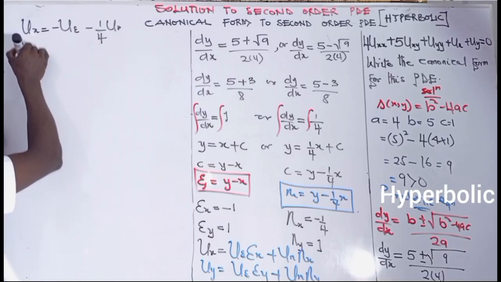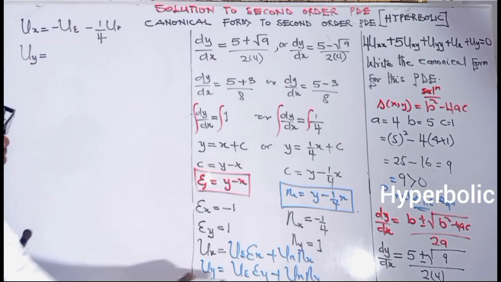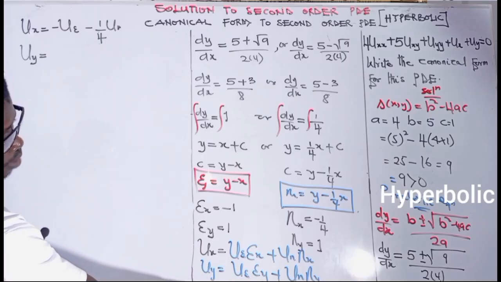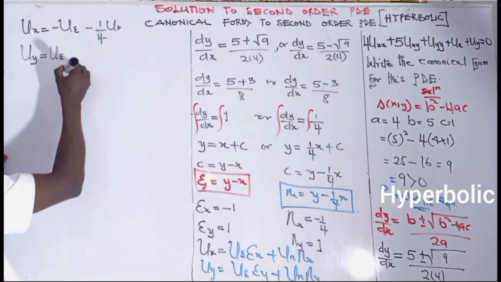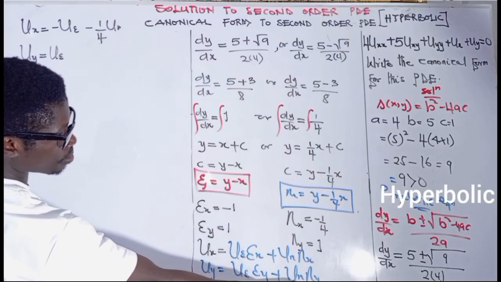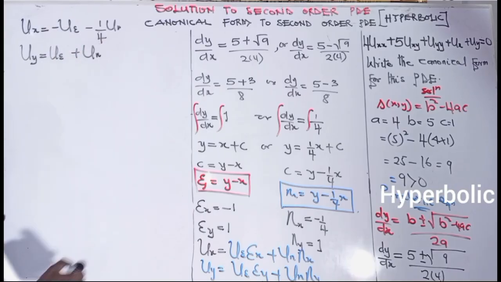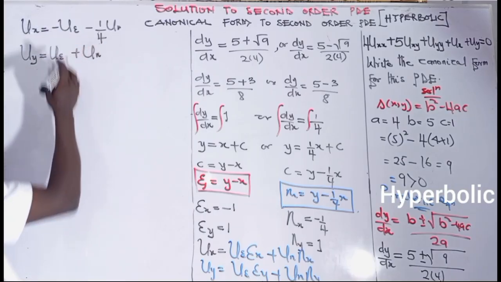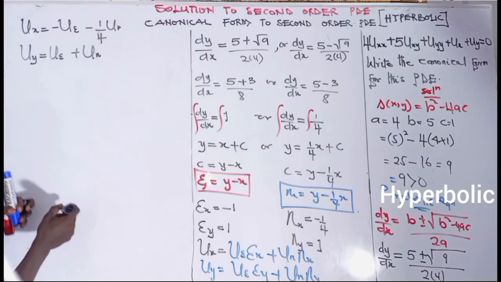Then move on to uy. So for uy, we have xi y. So xi y is what? 1. 1 times u xi will give us u xi. Then we have eta y, which is also 1. When we multiply by u eta, we have plus u eta. Now once we have this, we can proceed to find our uxx, the second partial derivative.